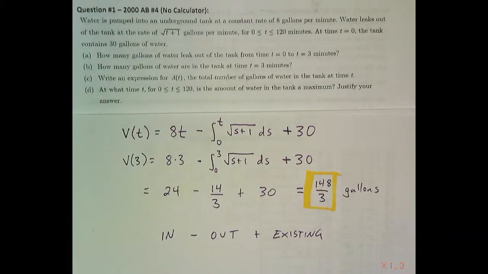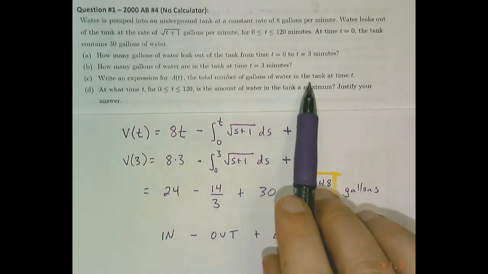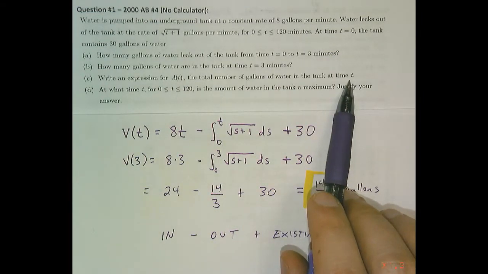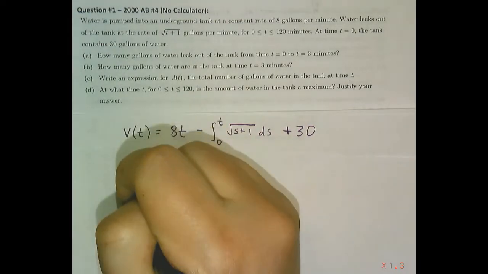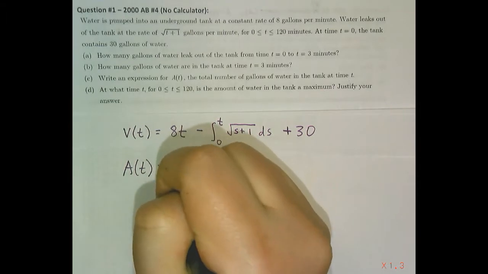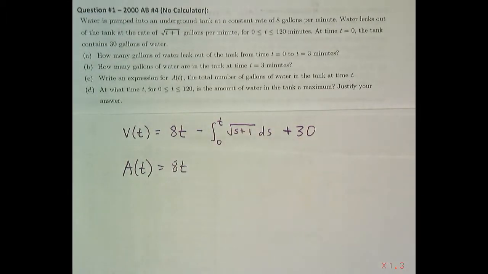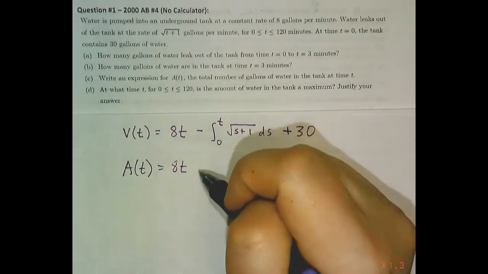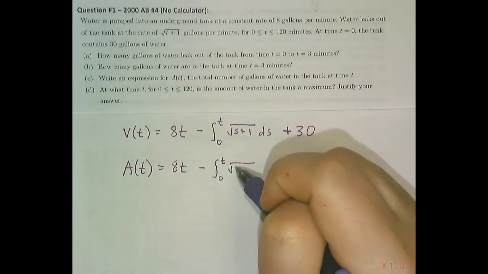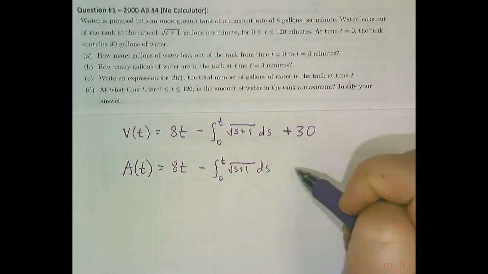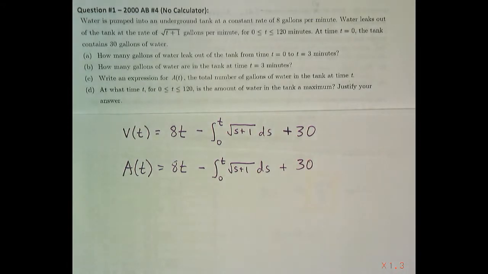On to part C. Write an expression, A of t, for the total number of gallons in the water of the tank at time t. Oh, we actually did that in part B. The amount in the tank, which I called volume, is the amount into the system for t minutes, subtract the amount out of the system for t minutes, plus the total already in the system at time 0. Okay.